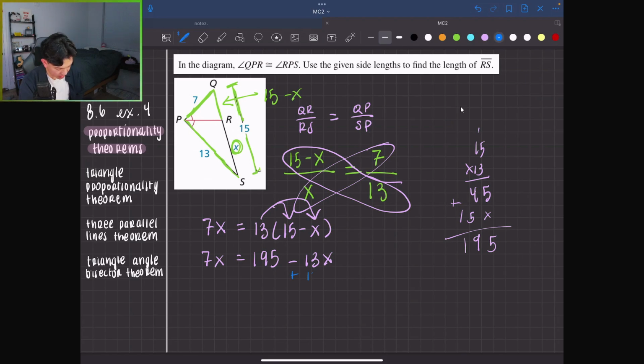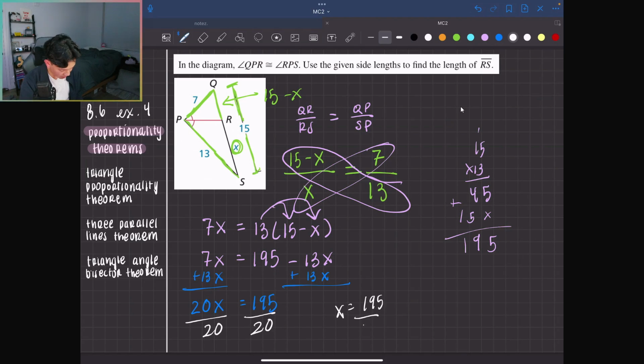Cool. The next thing that I'm going to do here is to isolate the variable x. So let's add 13x to both sides of the equation. So 20x is going to equal 195. So what should I do to both sides now? Let's go ahead and divide both sides by 20. So we can isolate x. So x is going to equal 195 over 20.